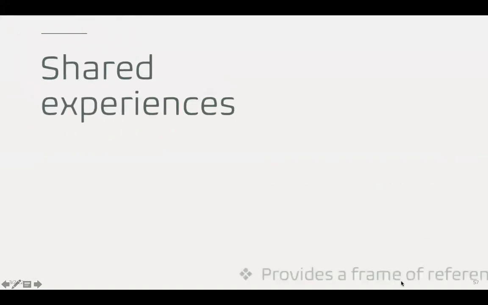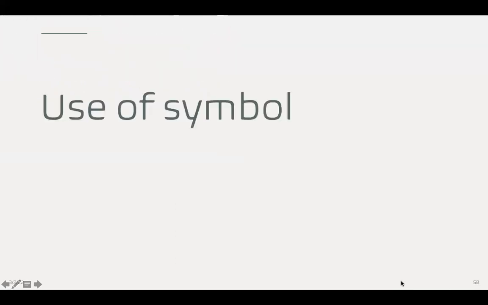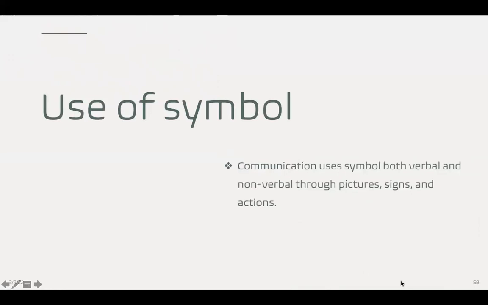Shared experiences provide a frame of reference that is common to sender and receiver, which means that if the extent of common experience between the two is wide, then understanding could be easily achieved. Use of symbol. Communication uses symbols, both verbal and non-verbal, through pictures, signs, and actions. In verbal, content and format is important, while in non-verbal examples are the traffic lights, which has green lights for go and red lights for stop, the pedestrian lane, and the traffic signs along the highway.